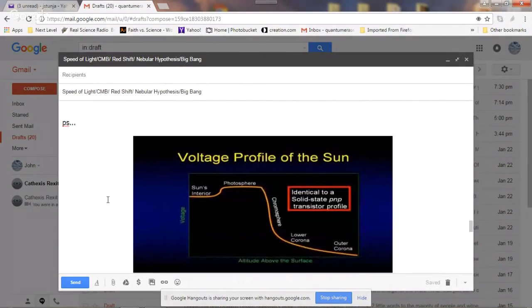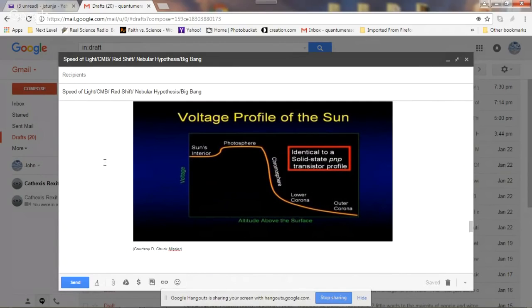And I just wanted to finish up with this because I thought it was pretty cool for all the electrical engineers out there. This is the voltage profile of the sun. As you can see, this is identical. You can superimpose a solid state PNP transistor right on top of this very profile. It's exactly the same.